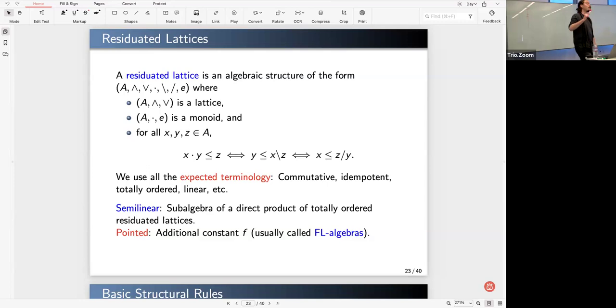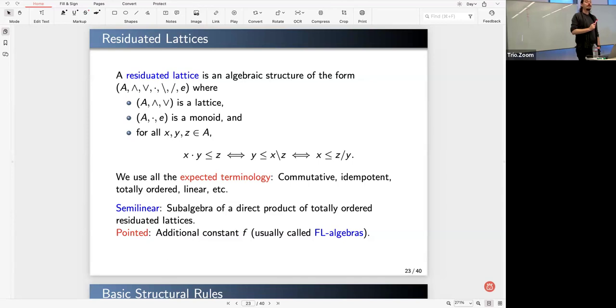These things are the algebraic semantics of substructural logics in much the same way that Boolean algebras are the algebraic semantics of classical logic. In brief, a residuated lattice is an algebraic structure composed of a lattice, first of all. Second of all, it's composed of a monoid. And the monoid and lattice structures are linked by this residuation law that's in display there.